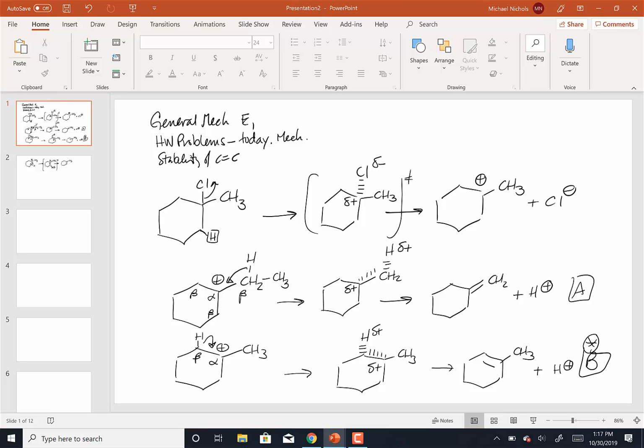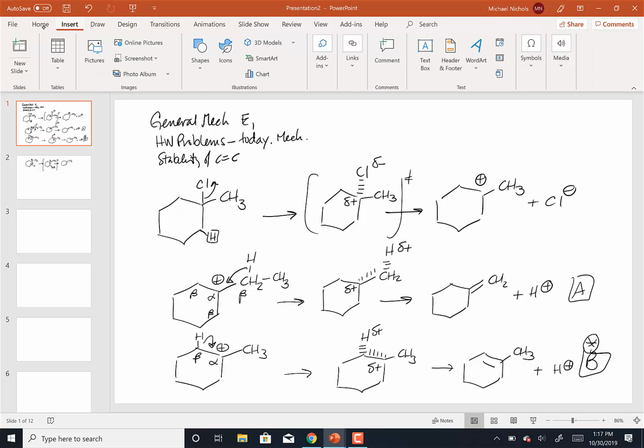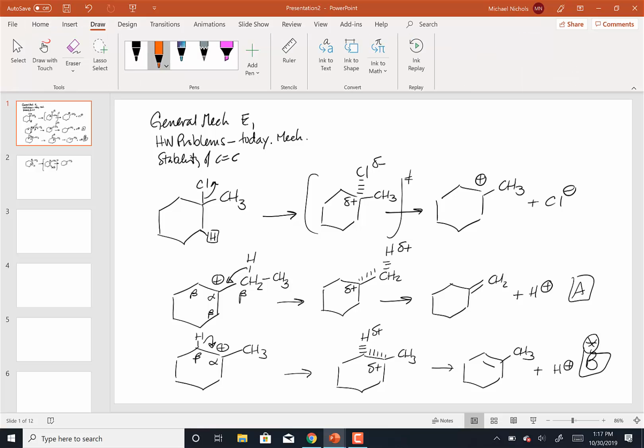Okay. So why? I'm going to count the number of alkyl groups attached to the double bond. So in this case, this molecule just has 2 because there's 2 hydrogens on this side. This one has 1, 2, 3 carbons. And so this has 3 alkyl groups attached to the double bond. This one only has 2. E1 always forms the most stable alkene, which is the most substituted alkene. Okay. Everybody okay with that?